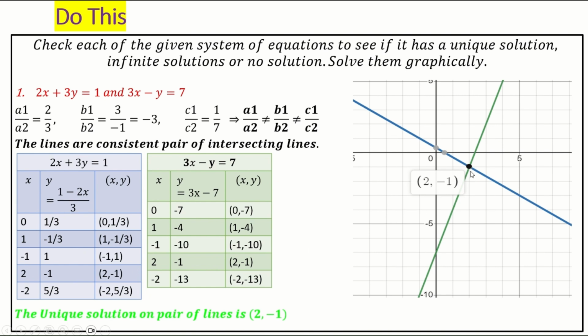So if you draw the line, they are intersecting at 2 comma minus 1. So the unique solution of the pair of lines is 2 comma minus 1. They're a consistent pair and intersecting lines.